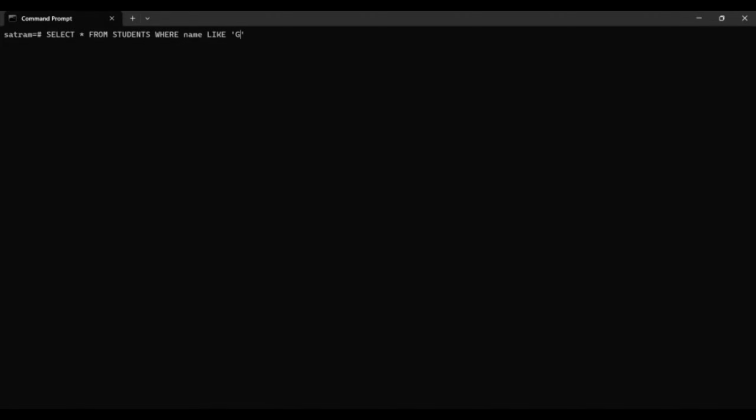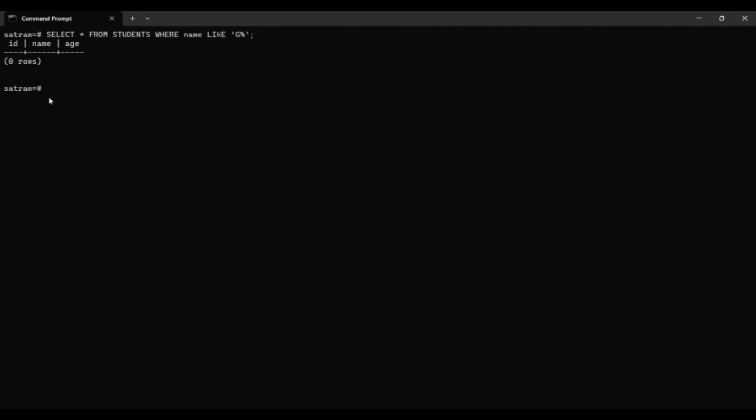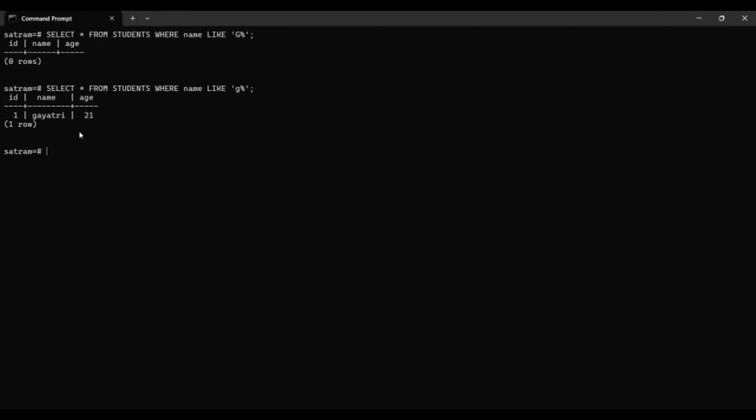Here in the first example, generally we have different types of patterns: starts with, ends with, contains, like that. In the first example, it starts with capital G and then percentage. That means any number of characters can come after capital G. But we don't have any rows with capital G, because it is case sensitive. In the second example, I have used small g instead of capital G, and then we get one row selected.